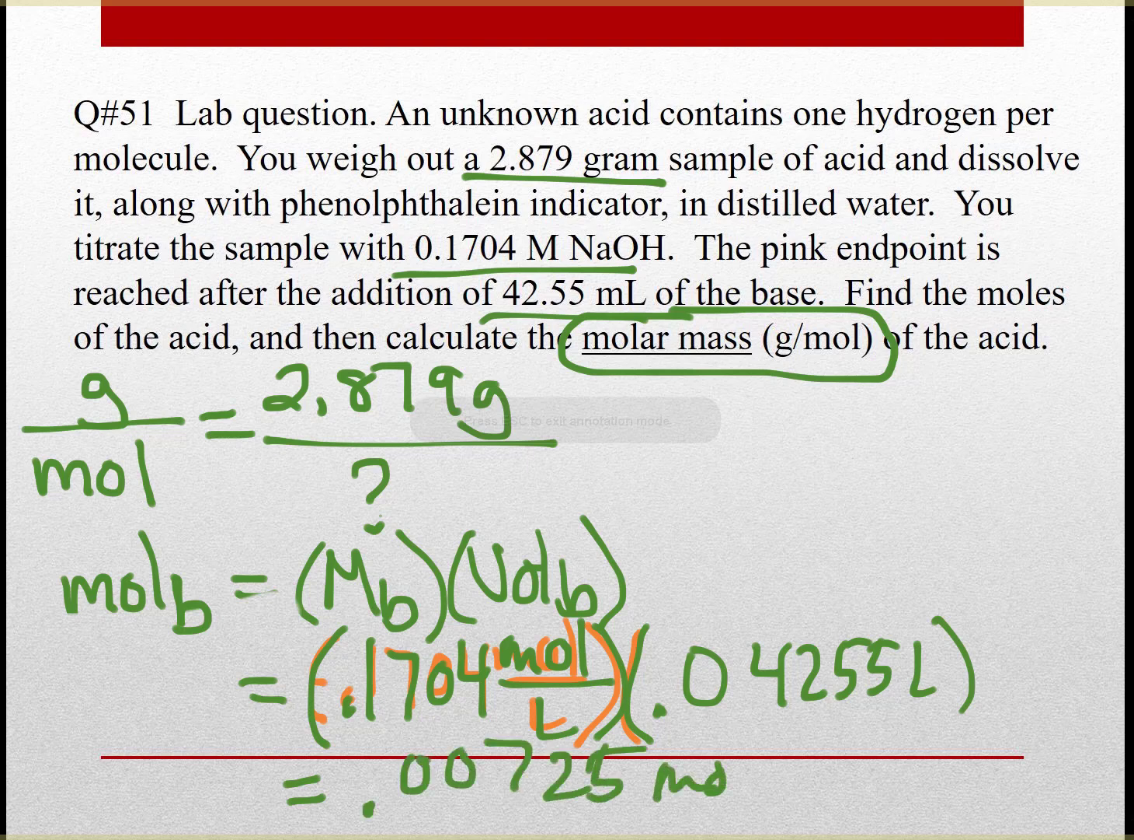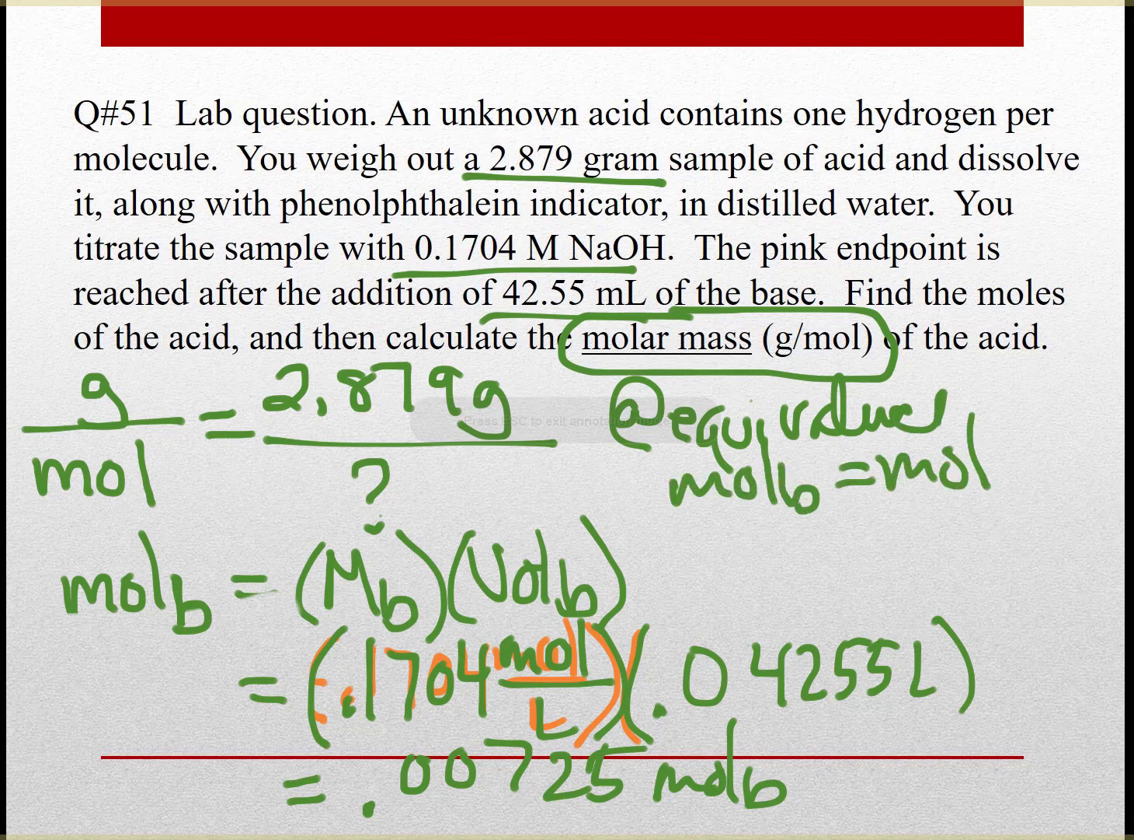0.00725 moles of base. Well, what do I know? I know that at equivalence, the moles of base are equal to the moles of acid. So I do know that my moles of base are 0.00725. So that means that's the same amount I have for my acid. They'll be the same. So that was what I needed for that little question mark.